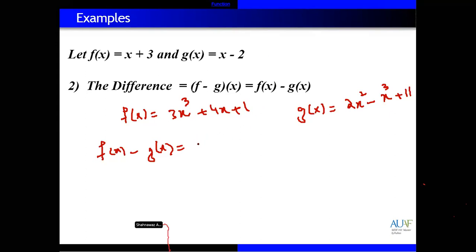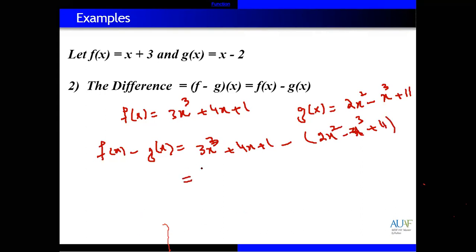So first of all, write down the f of x function: 3x cube, sorry, this is cube. 3x cube plus 4x plus 1 minus g of x. So g of x is equal to 2x square minus x cube plus 11. So write in proper order. First one is actually 3x cube plus 4x plus 1.